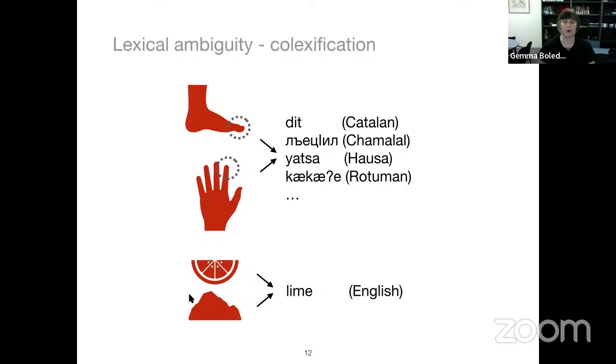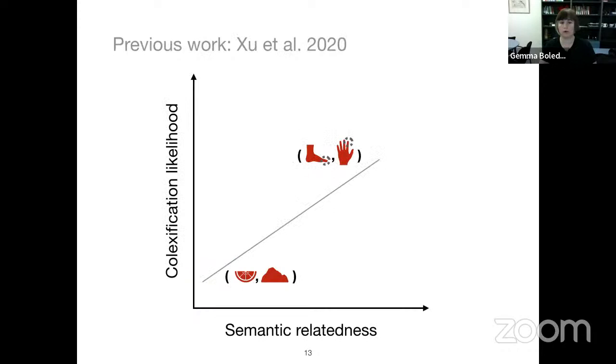What drives these patterns? In previous work by our host, Yang Shu, and colleagues, Shu and colleagues posit that this trend is actually explained by looking at semantic relatedness. So essentially, languages like to colexify meanings that are related. If you're semantically unrelated, like the two meanings of lime, your likelihood to colexify will be fairly low. And the more related you are, the more likely you will be to colexify. That's the idea. These authors provide some evidence for this explanation, and they attribute it to the drive for languages to be simple. So the drive for simplicity.